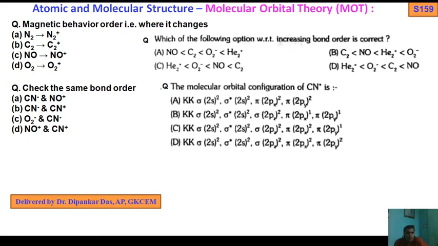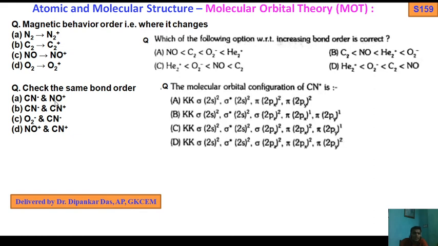To answer these questions, we should first write down the MO diagram for each species, then find the bond order. Actually you don't need the bond order here. If you get the MO diagram, you get the number of unpaired electrons. If there is no change in the electrons, there will be no change in magnetic behavior. If the electrons change, the magnetic behavior also changes. I think you understood.